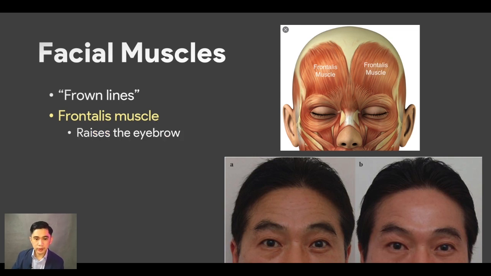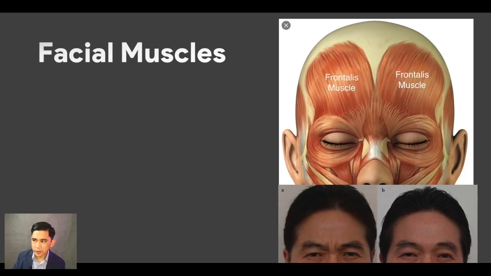The frontalis muscle raises the eyebrow. So after Botox, if you target and paralyze the frontalis muscle, you notice that there is an improvement of the wrinkles of the forehead. Now let's go to another set of muscles in the forehead.